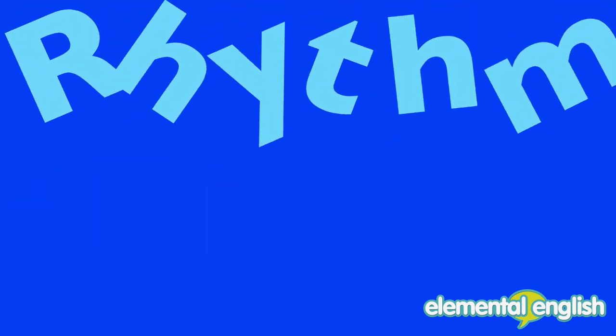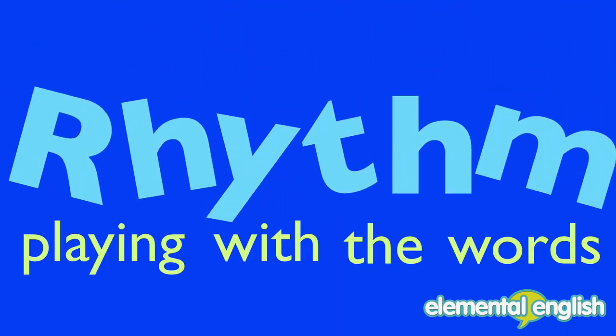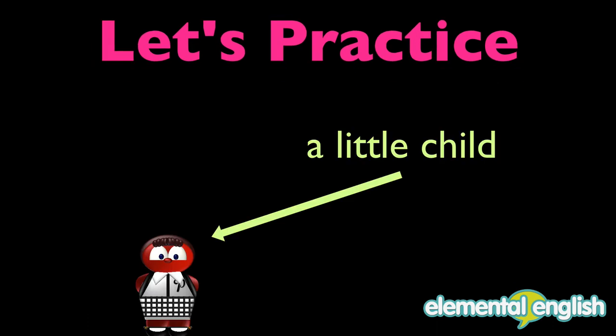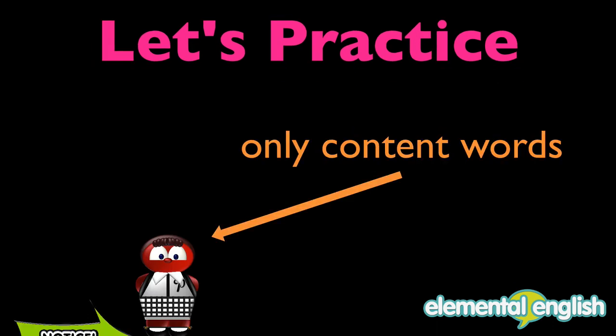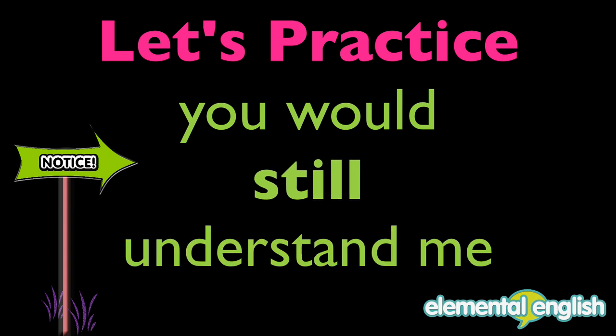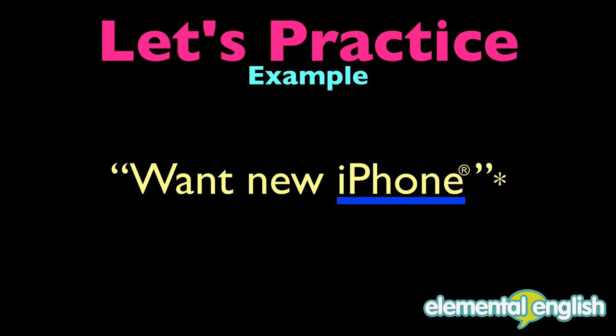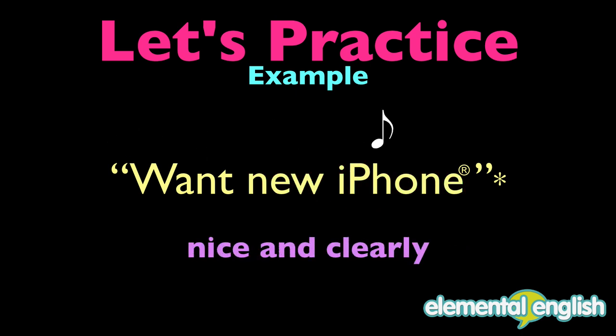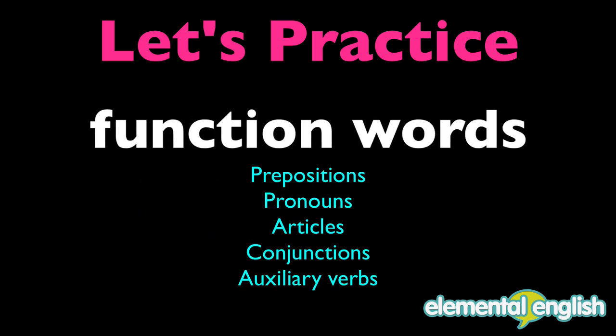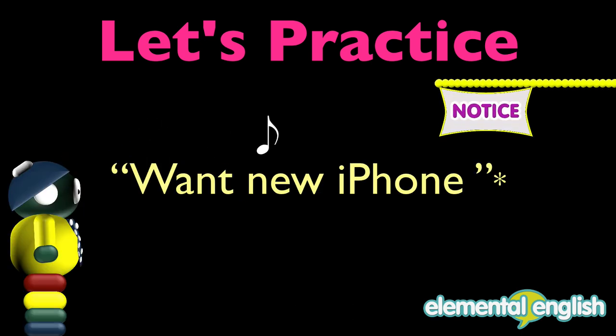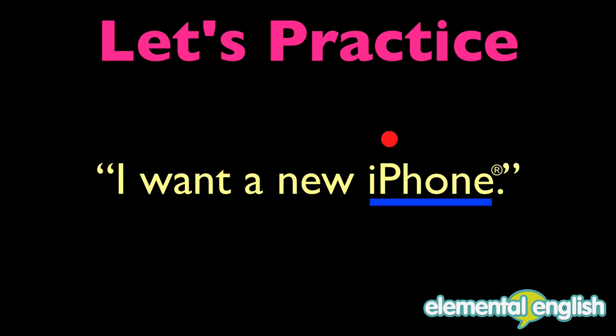Let's practice the rhythm of English by playing with the words in a sentence. If I spoke like a little child, using only content words, notice that you would still understand me, despite the incorrect grammar. For example, want new iPhone. Here, I stressed the verb, adjective, and noun, and said each of them nice and clearly, on the beat. Want new iPhone. Now, let's add some function words for correct grammar, and notice how the musical beat of the content words stays the same. I want a new iPhone.